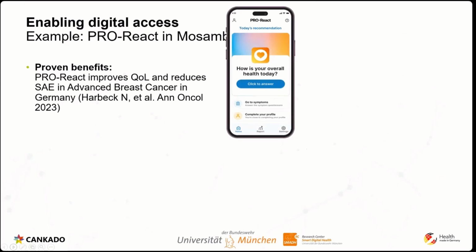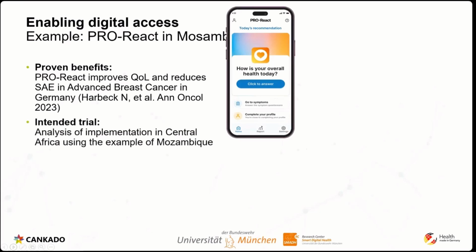So all of them were certified cancer centers, which is maybe a different situation to a country like Mozambique, where we're trying now to implement and see what is possible.